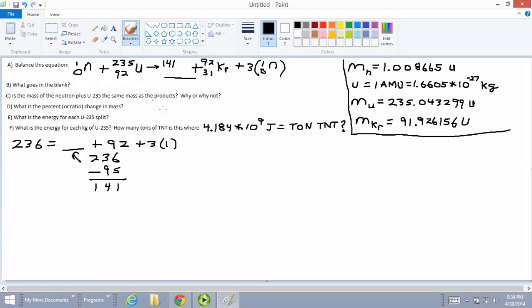So the atomic number before is 92. The sum of the atomic numbers, that is, 0 plus 92, has to equal 31 plus 3 times 0, or 31, plus the blank. So what goes in the blank is 92 minus 31, which is 61.